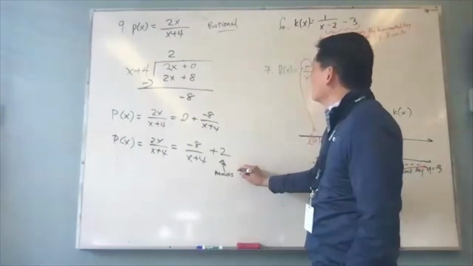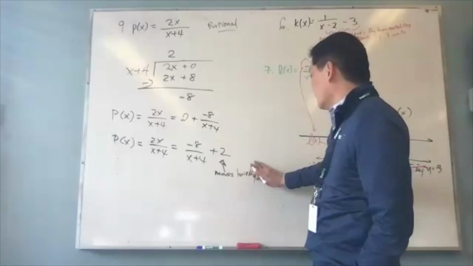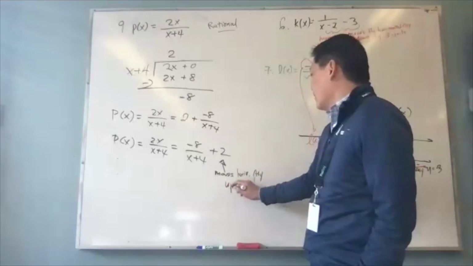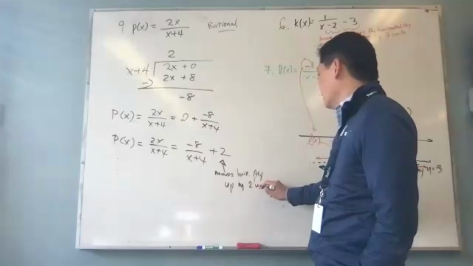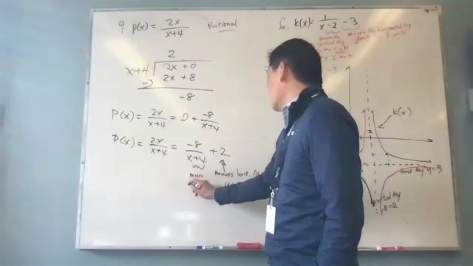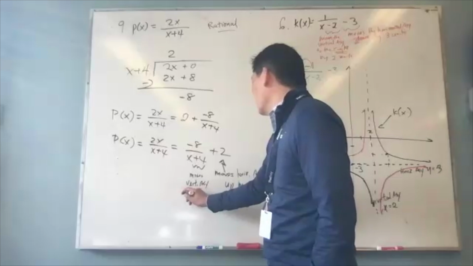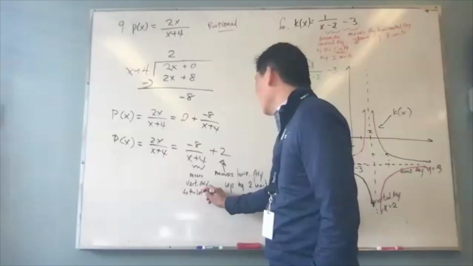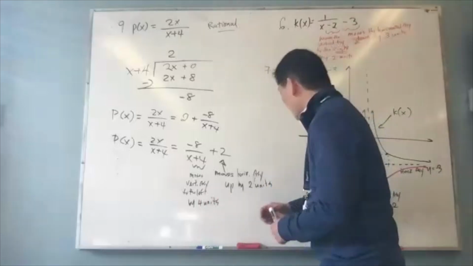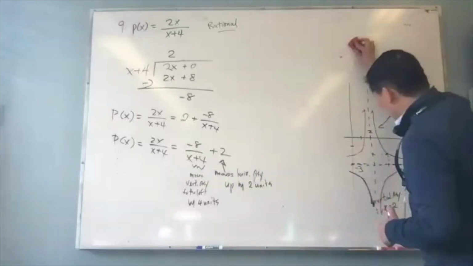What if we don't want to remember Unit 3 because it was traumatic? This moves the horizontal asymptote up by 2 units, in my head. And this one moves the vertical asymptote to the left by 4 units. So I can easily now change this and sketch this graph out pretty quick.